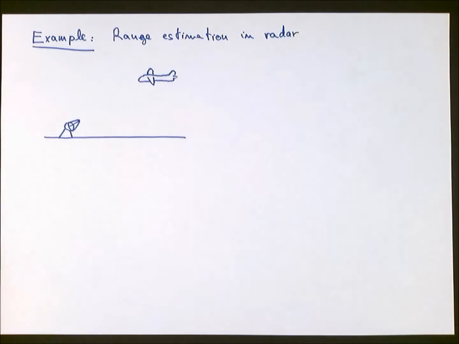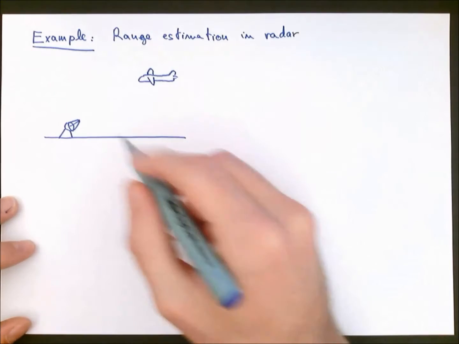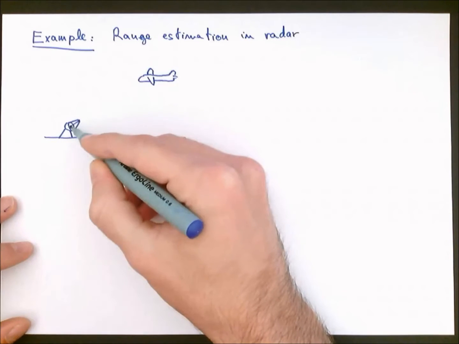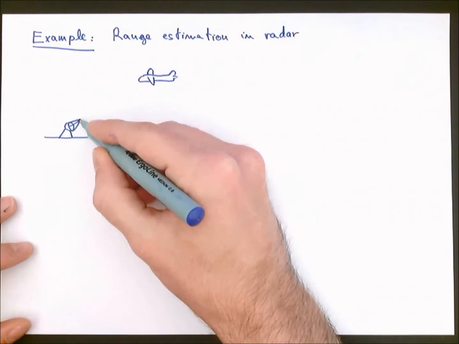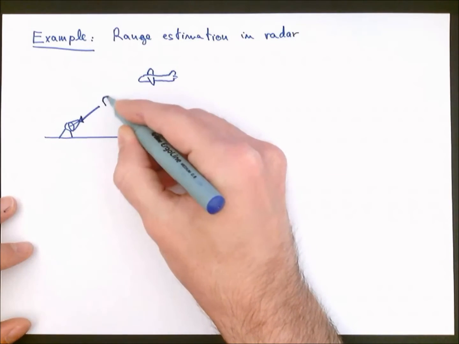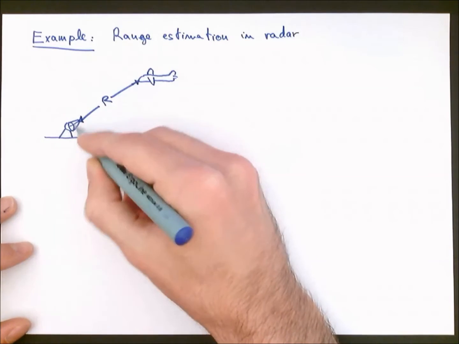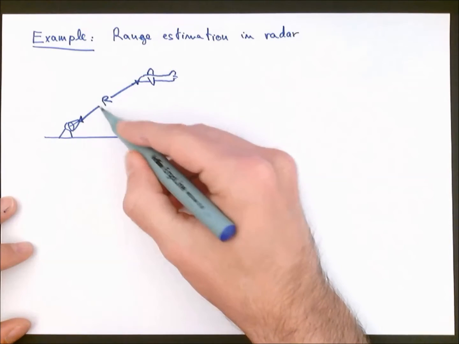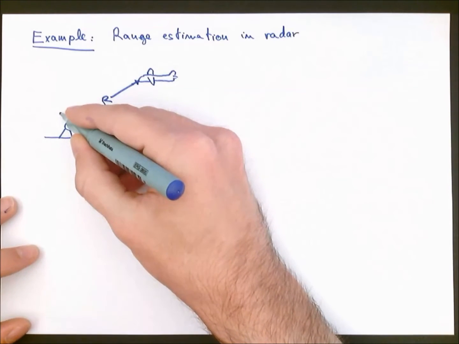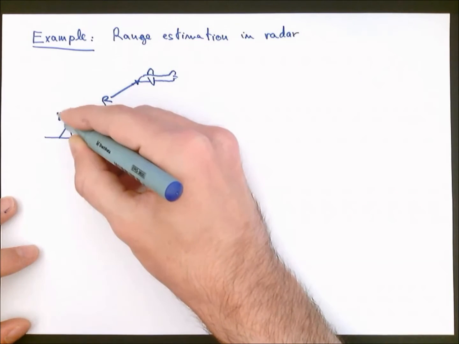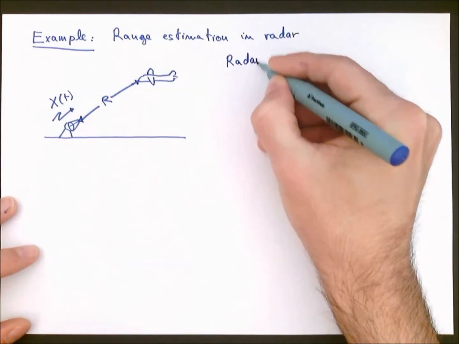Our first example of an estimation problem is going to be that of range estimation in radar. We have here a very simplified drawing of a radar system which consists of a radar antenna and a target, in this case a plane. The target is at a distance r to the radar, and this distance is unknown to the radar and the radar would like to estimate it. In radar theory, this distance is usually called the range of the target. In order to estimate the range, the radar will transmit a short pulse, which we will call here x.